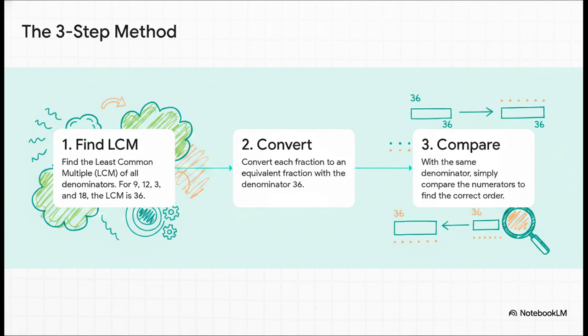Step 1. Find the LCM of all the denominators, in this case 9, 12, 3, and 18. Turns out it's 36. Step 2. We convert every single fraction so it has 36 on the bottom. And step 3, the easy part. Just compare the numerators, the numbers on top.